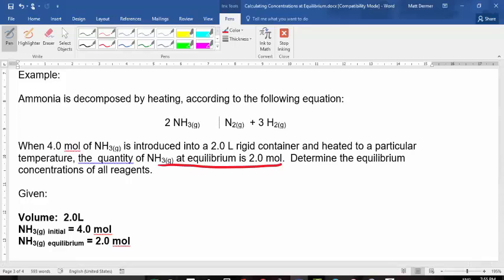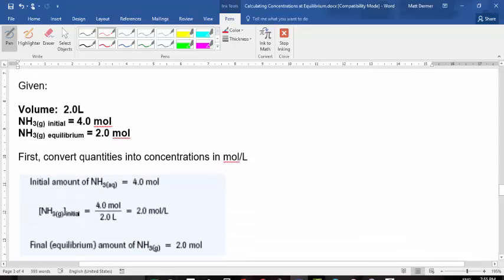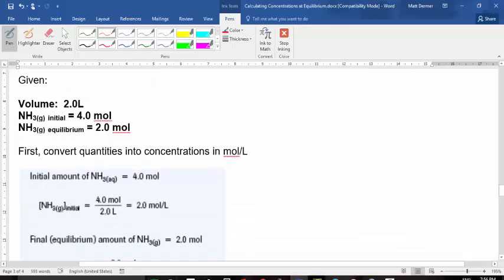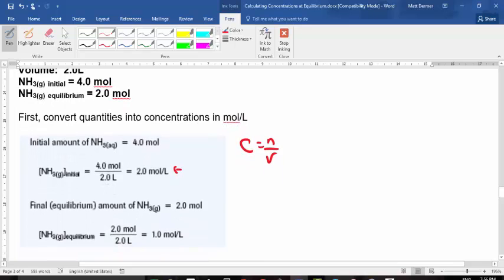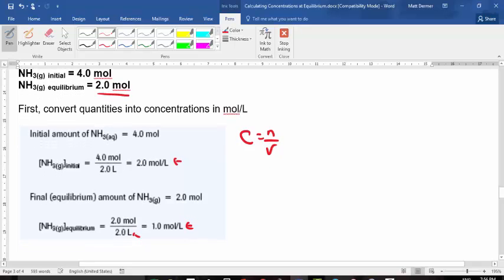Now, as I mentioned earlier, when you're using an ICE table, all the values that are provided have to be in moles per liter. So the very first thing I'm going to do here is convert my quantities into molar concentrations. So again, that molar concentration is moles per liter. So I'm going to take my 4 moles divided by the 2 liter to give me 2 moles per liter as my initial concentration. And my equilibrium concentration of ammonia was 2 moles in a 2-liter container. So that molar concentration ends up being 1 mole per liter.